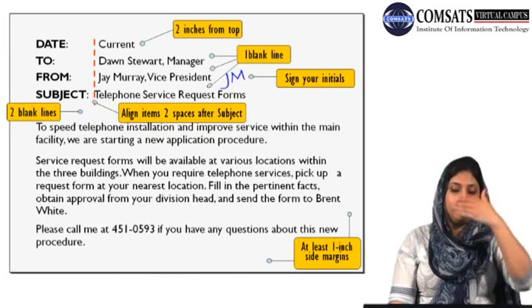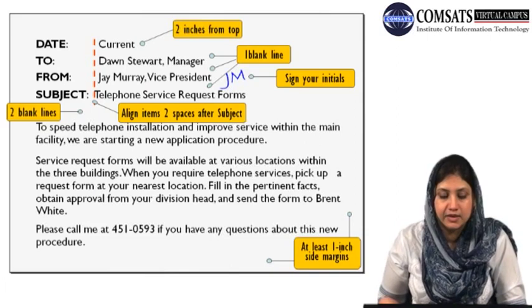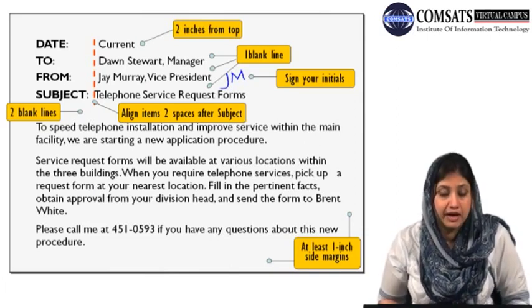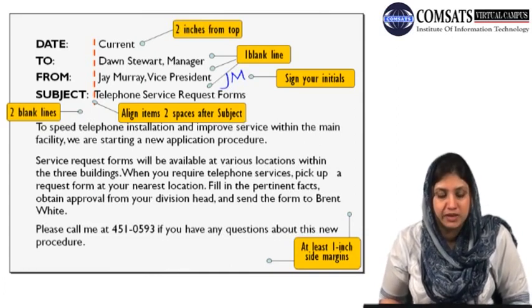And one blank line between your date, to and from, and the subject. After date, you leave one blank line. After to, you leave one blank line. So these are blanks between the main headings.